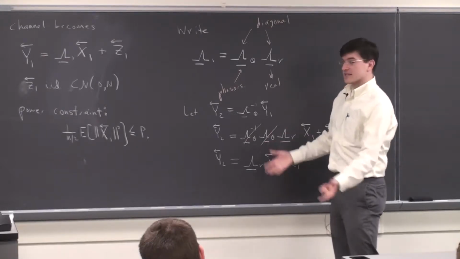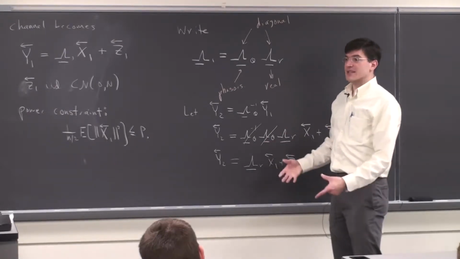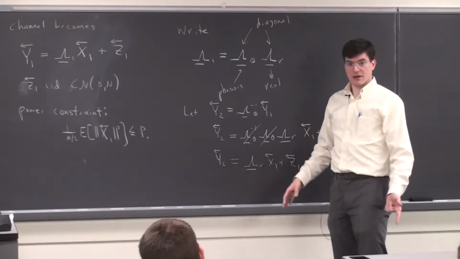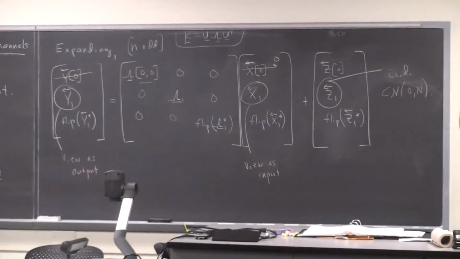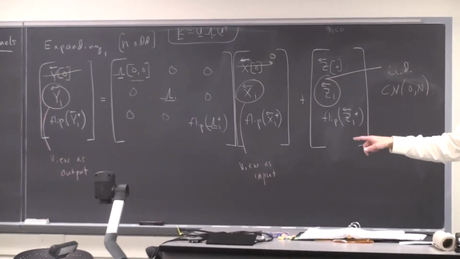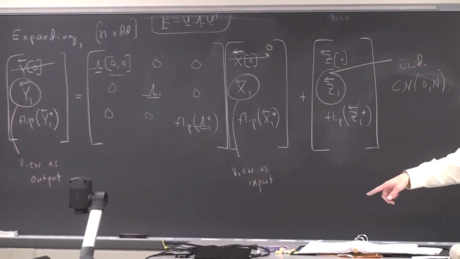There's no ISI among those channels. The noise is IID Gaussian across all those channels, using the strictly symmetric definition of this. So now we know how to handle this. This is a problem we've handled before.